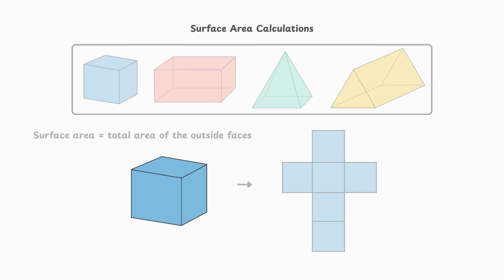The important idea is this: surface area is not the space inside the shape. That would be volume. Surface area is the area covering the outside, almost like wrapping paper around the shape.